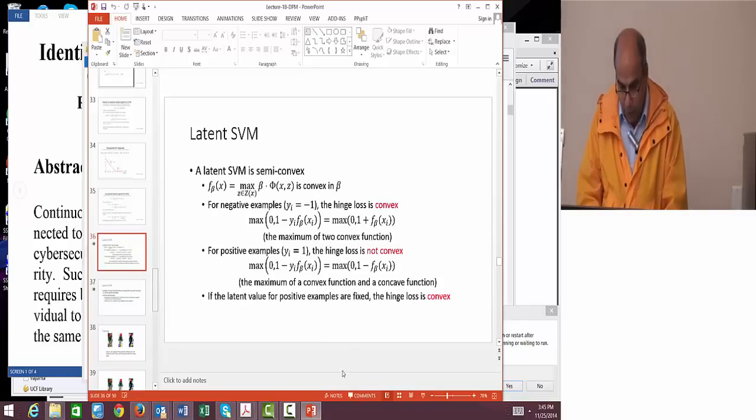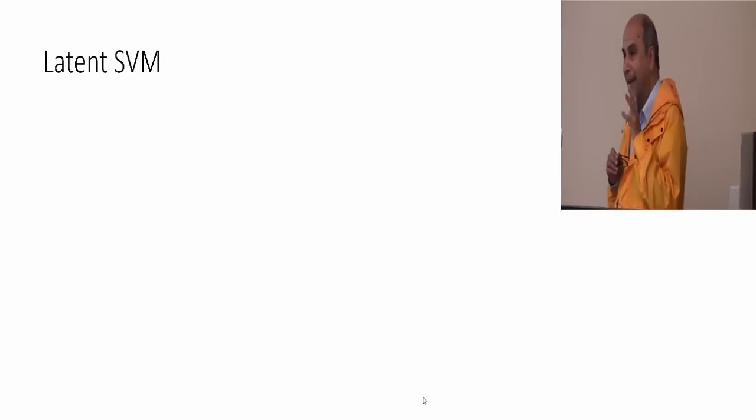Okay. So let's go back to now. The idea was about the standard SVM, how you use hinge loss and formulate this problem as an unconstrained problem and solve it using gradient descent. These slides were taken from Andrew Zisserman's presentation, which is very good. Now we are going to talk about latent SVM.